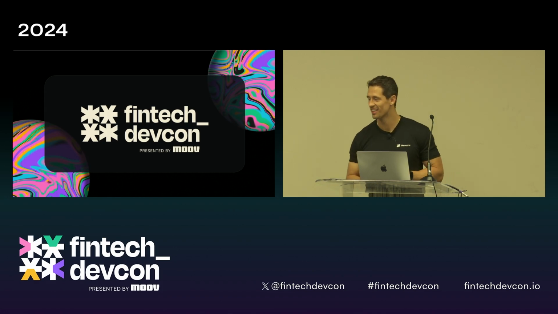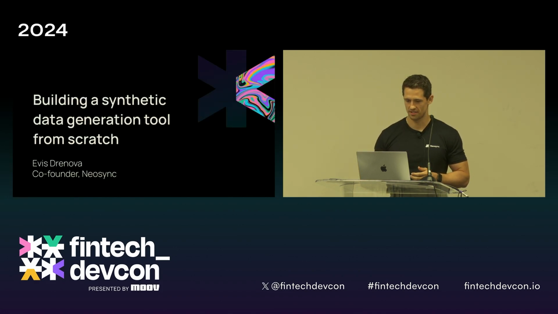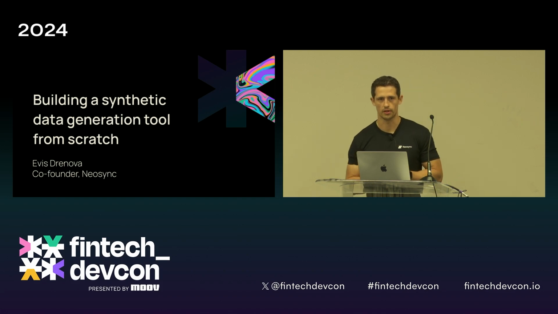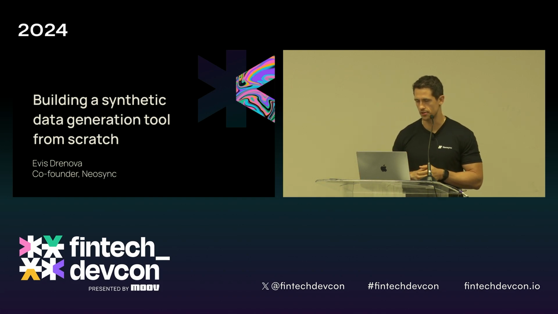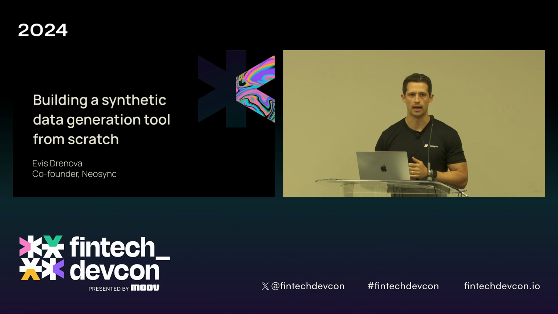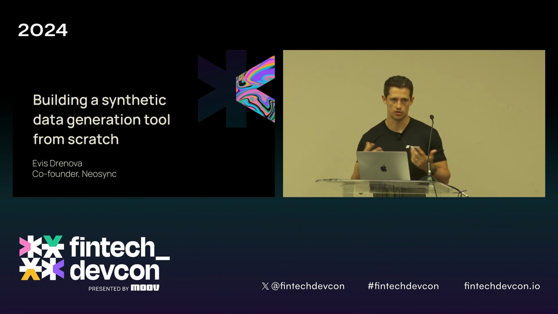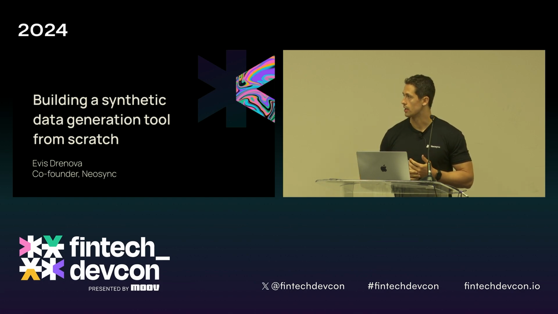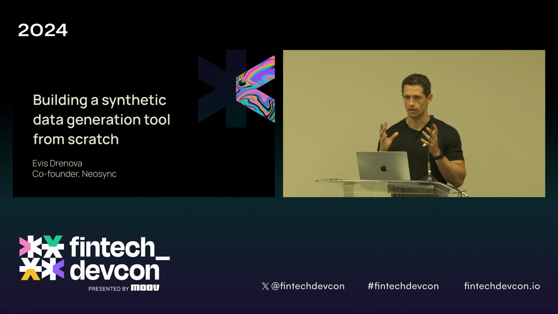All right, cool. So my name is Evis Dernova. I'm the co-founder of a company called Neosync. We're a YC company, started in summer 22, been around for about 2.5 years. We're an open source data anonymization company, and we do a lot of work with synthetic data and just data anonymization, data in general.